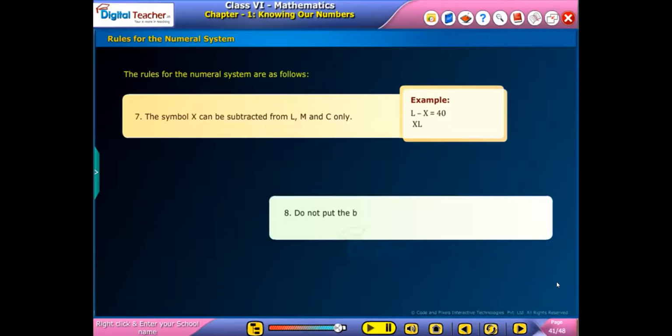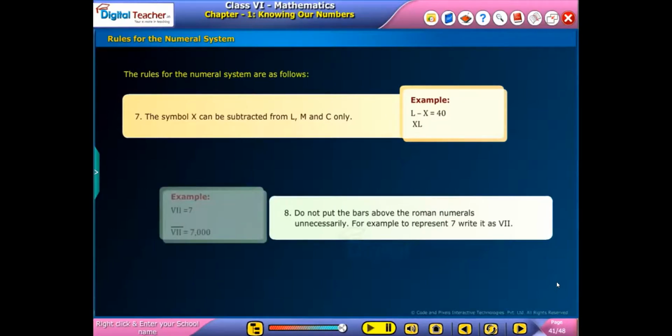Do not put the bars above the Roman numerals unnecessarily. For example, to represent 7, write it as VII. If a bar is placed on it, its value increases to 1000 times the numeral's value, that is, VII with a bar equals 7000.